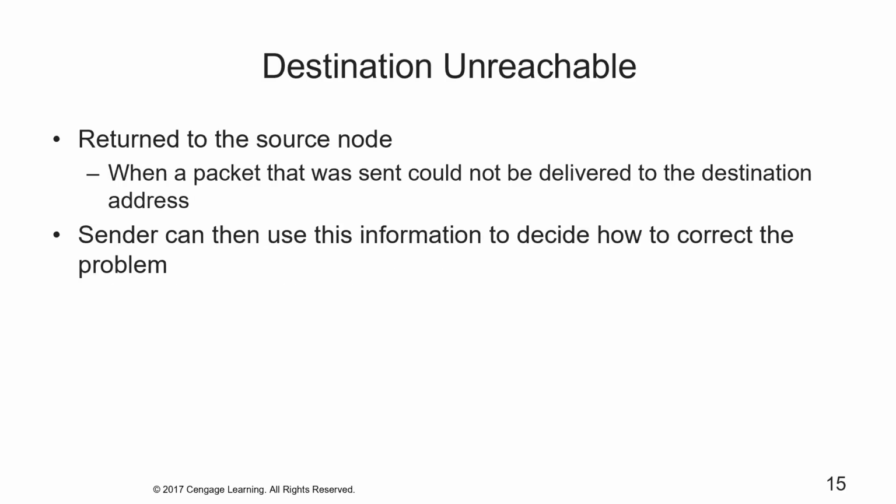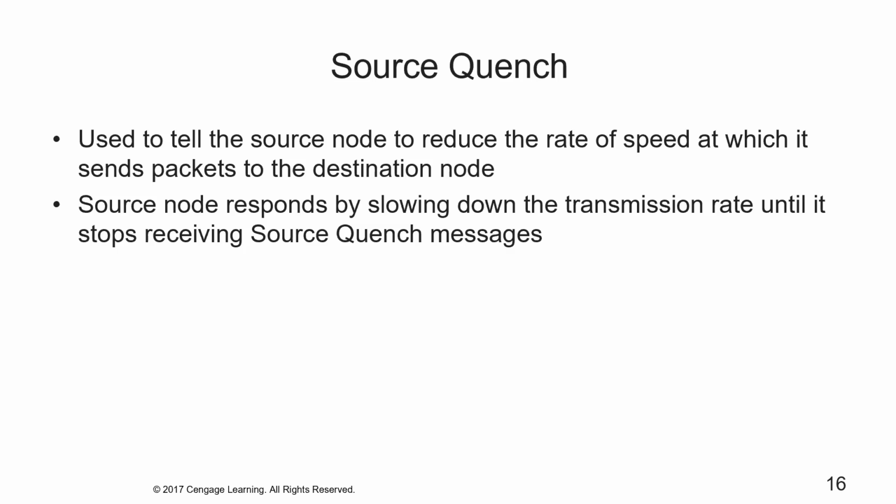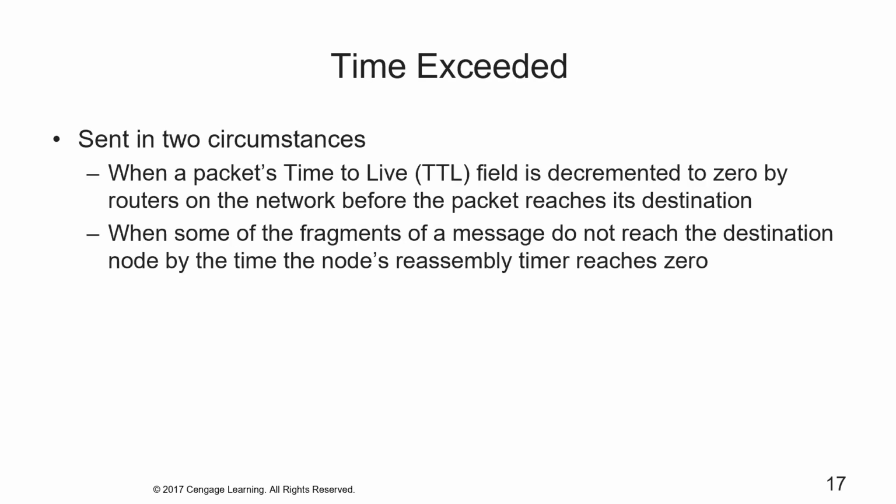So we talked about our source node and destination unreachable. We talked about source quench. Time exceeded. Time exceeded is sent in two circumstances: when a packet's time to live field is decremented to 0 by the routers on the network before the packet reaches the destination, and when some fragments of a message do not reach the destination node by the time the node's reassembly timer reaches 0.